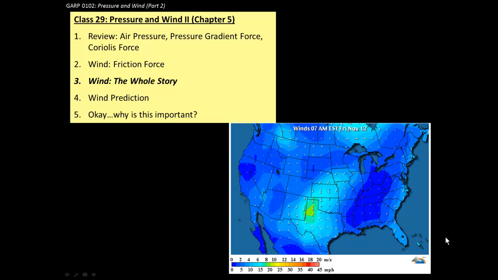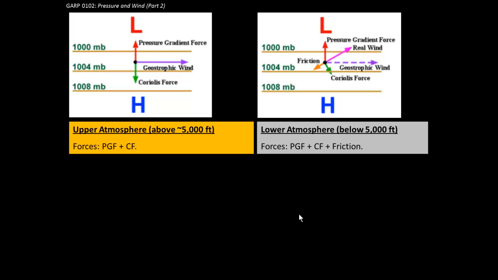Hi there and welcome back here to section 2, if you will. Let's put this together and develop the whole story relevant to wind forecasting. And again, what we're trying to do is to make our own wind speed and wind direction forecast based on a simple weather map. So let's have a look.